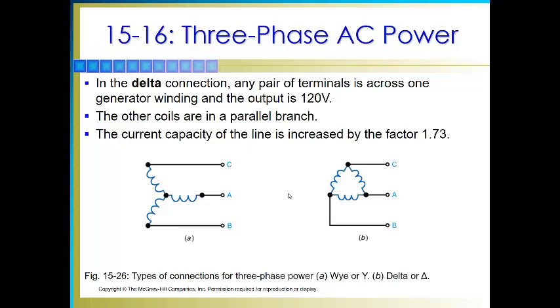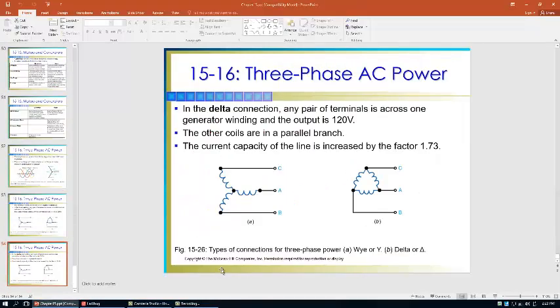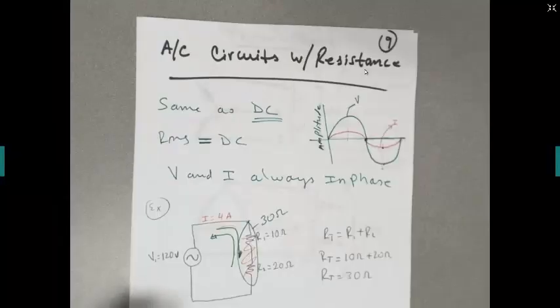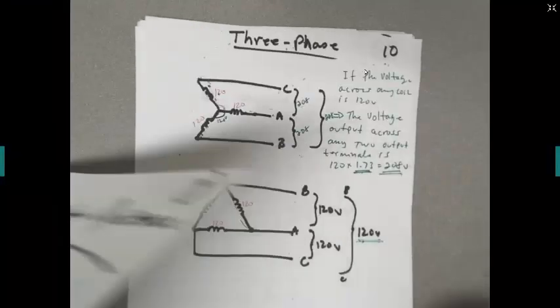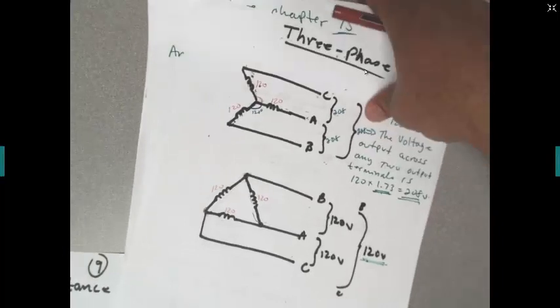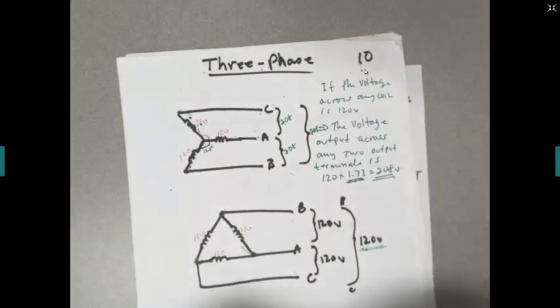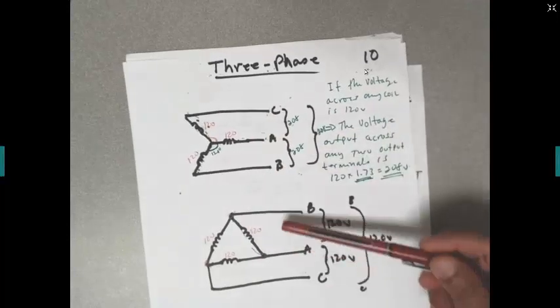That marks the end of the slides for this chapter 15, but I'm going to take a minute to explain why the factor of 1.73 with the three phases, okay? Let's see, for example, here is what we just went over, all right? Three phase, you have the Y connection, you have the delta connection.